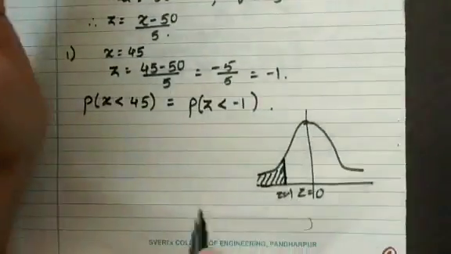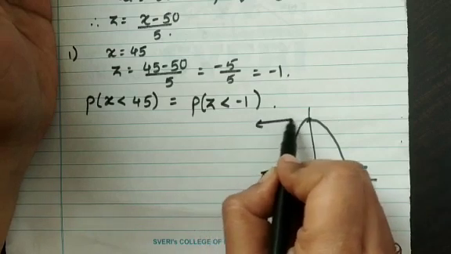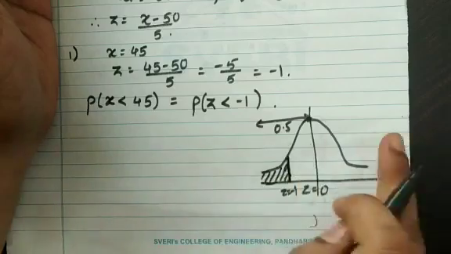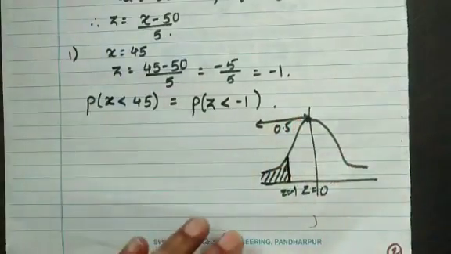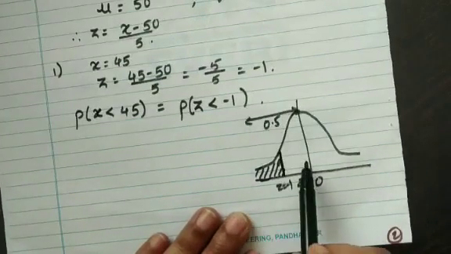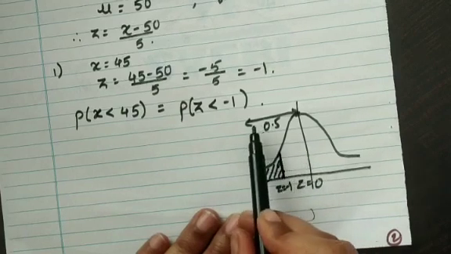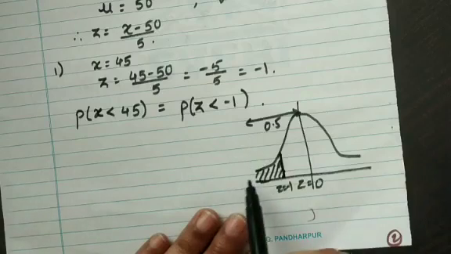Now how will you find this area? As we know, the area on this side is 0.5. As total is 1, it is exactly half, so this area is 0.5. Next, when we are interested in this, we know this. If we know that much area, we'll subtract this area from this area and then we'll get this.